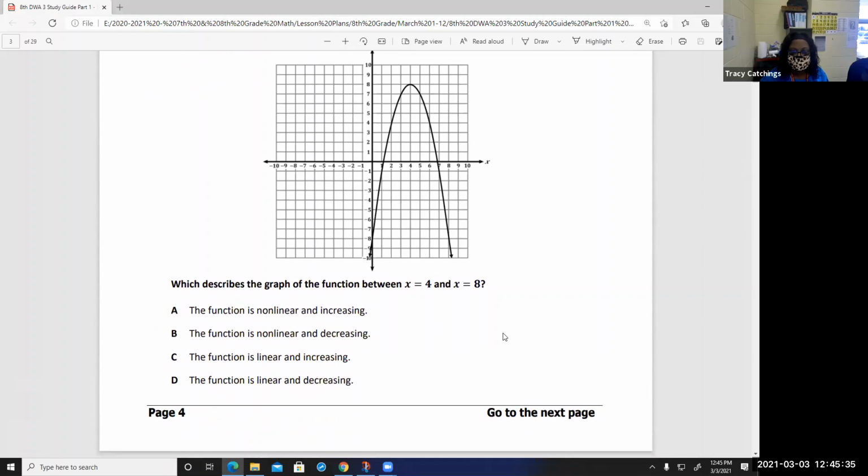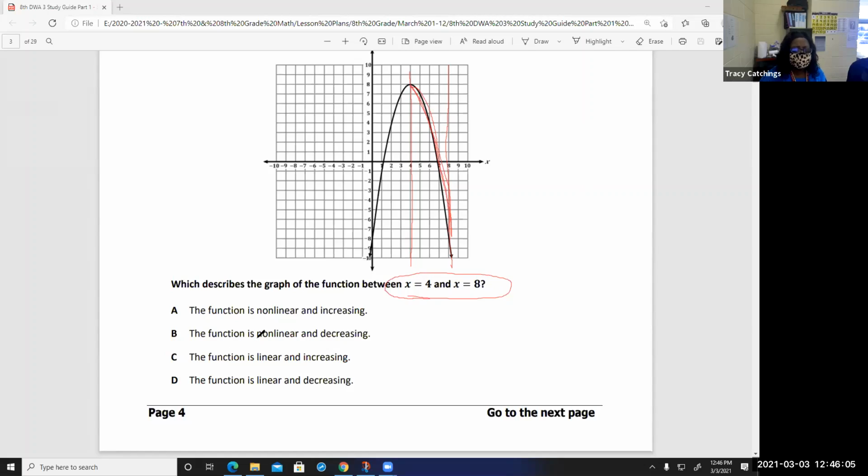All right, 6 says, consider this function, which describes the graph of the function between x equals 4 and x equal to 8. So on that graph, that's the only part I'm looking at. So I'm gonna find 4 on my x-axis. Then I'm gonna find 8 on my x-axis. So that means this is the only area I'm looking at on this graph, right here.